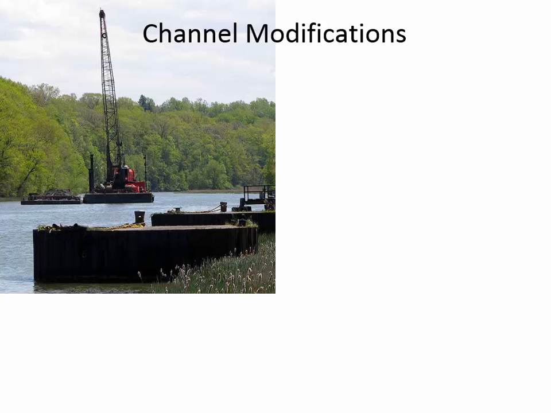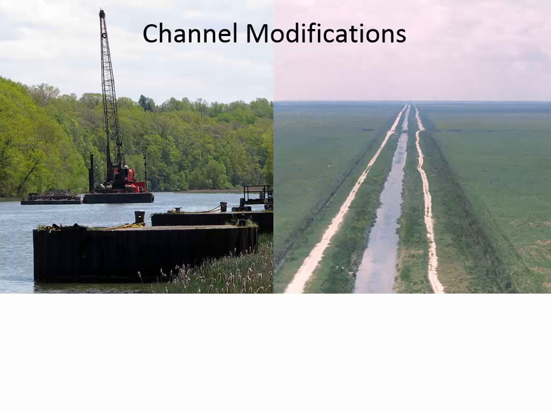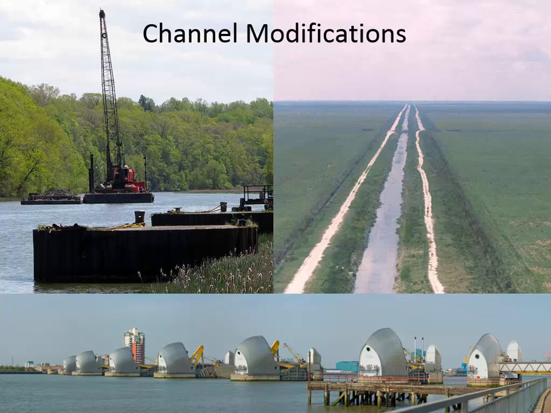Channel modifications is another way of improving the resistance to flooding, and that is just dredging. This is a dredging barge that's going through a river, or trying to straighten out a channel to improve its hydraulic capacity is another example of a channel modification. In Europe, sometimes they will put in dams in harbors so that a storm surge doesn't cause flooding and damage.